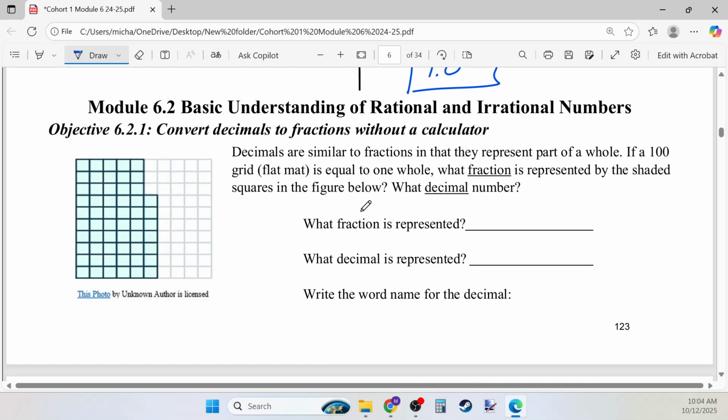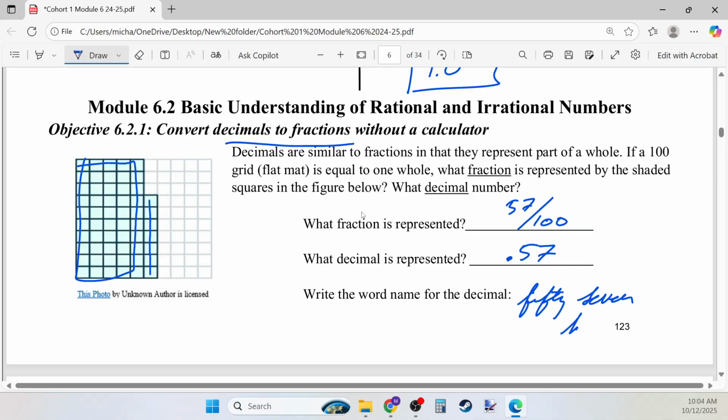Basic understanding of rational and irrational numbers. So we're going to convert decimals to fractions. Well, this here has 50 squares plus 7. This is 57 out of 100 squares. What decimal is represented? 0.57. And the word is 5,700.